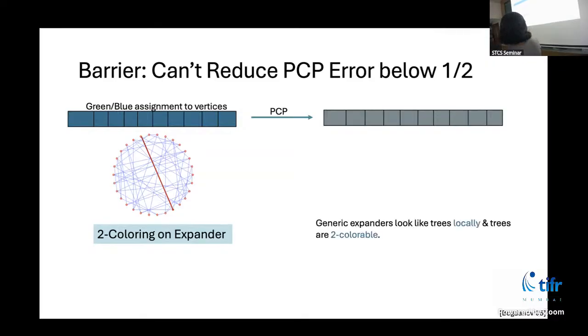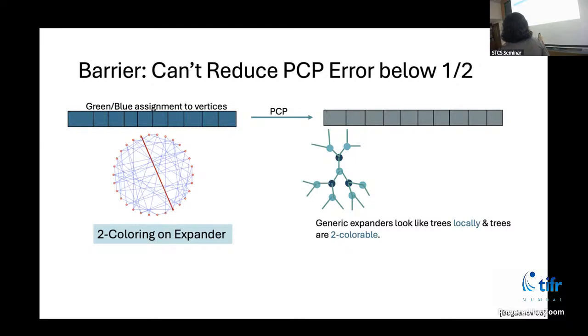And the main issue is that generic expanders, there are expander graphs where locally they look like trees. So every local neighborhood is just a tree, and trees are always 2-colorable. So what a prover can do is totally ignore this assignment and just give a random, cheating assignment, a totally different assignment, which is not an encoding. So imagine that this graph is not 2-colorable, so there is no 2-colored assignment.